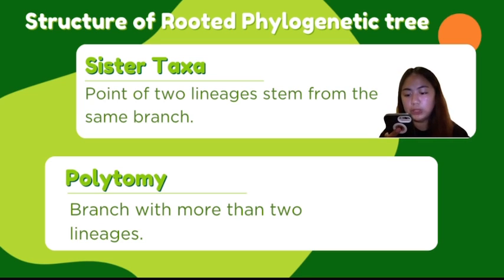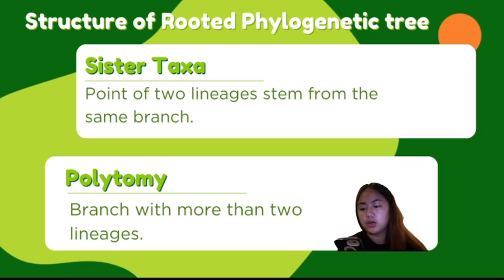Sister taxa. Two lineages that stem from the same branch point. From the word sister, two groups that are each other's closest relatives because they share a common ancestor that no other group shares. Then from the word taxa, a group of one or more organisms ranked according to a set of characteristics. Polytomy, a branch with more than two branches.